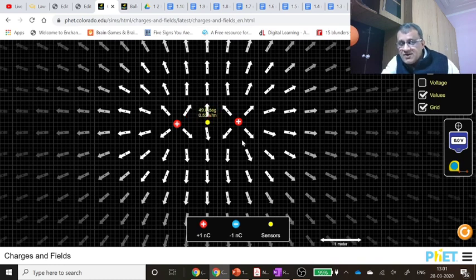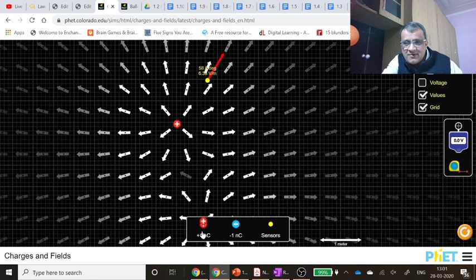Now, one important question that is asked. There is a plus q kept here, plus q kept here on this line. See, this line is called the axial line. A-X-I-A-L, axial line. This line is called the equatorial line. And you are asked, how much is the field when the point is somewhere here? And what is the direction? So let's do it once again. Let's try to visualize it once again.